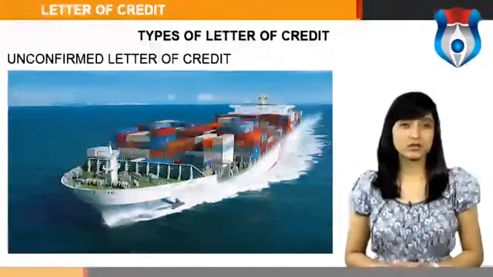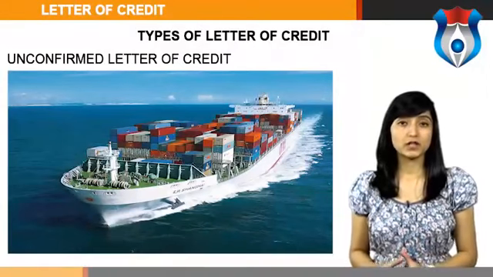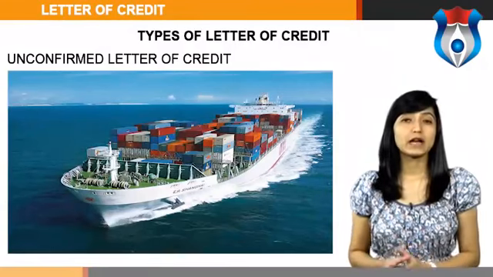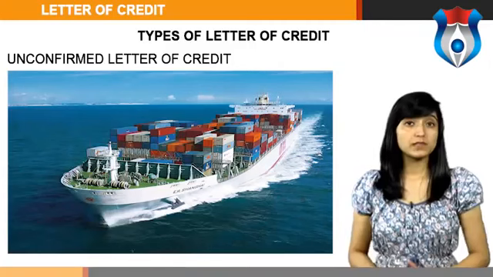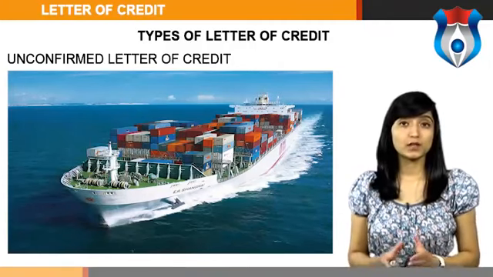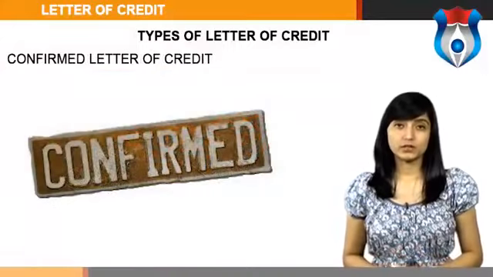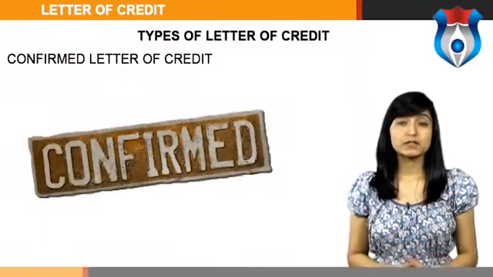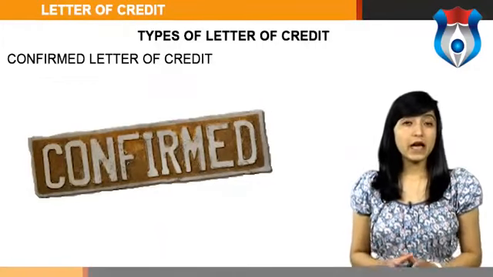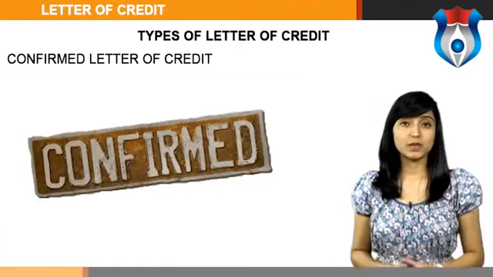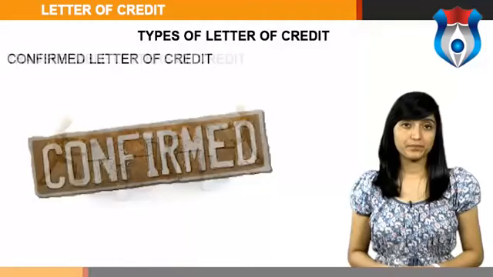Unconfirmed letter of credit. An unconfirmed letter of credit is forwarded by the advising bank directly to the exporter without adding its own undertaking to make payment or accept responsibility for payment at a future date, but confirming its authenticity. Confirmed letter of credit. A confirmed letter of credit is one in which the advising bank, on the instructions of the issuing bank, has added a confirmation that payment will be made as long as the compliant documents are presented.